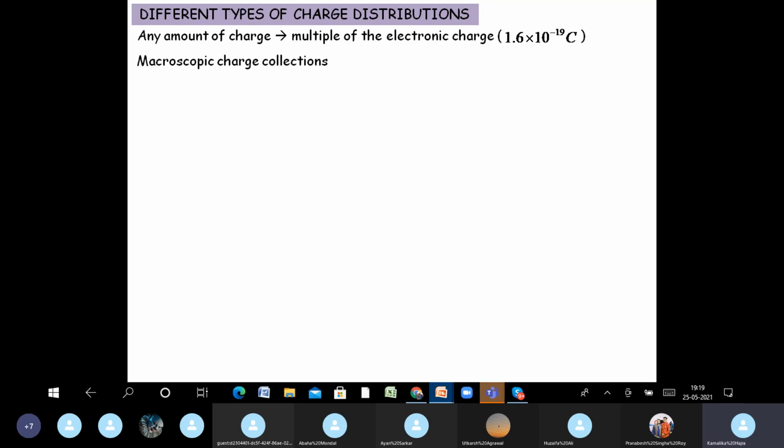Now, if you think about macroscopic charge collections, collections of charge that you are looking at macroscopically, then usually it's a very large number of electrons, because you can see that the charge on one single electron is 1.6 into 10 to the power minus 19 coulomb.